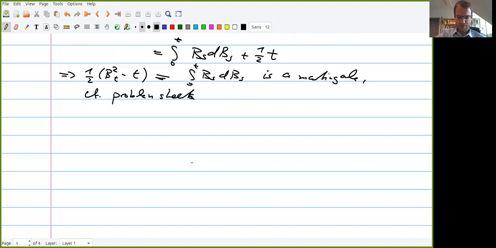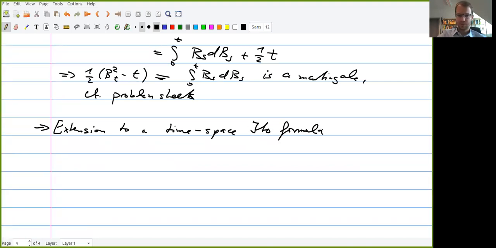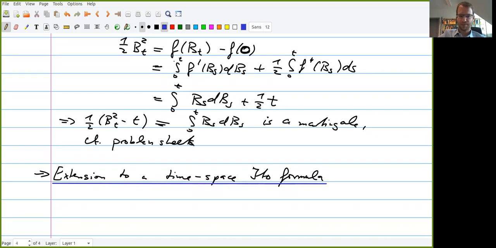So let me conclude this video by at least sketching an extension. I'm giving you an extension, but the proof will be only a sketch. Extension to the time-space Ito formula. So how does it work? I want my function f, which we consider here in Ito's formula, to be allowed to depend on time directly.